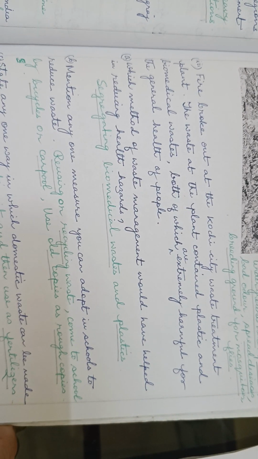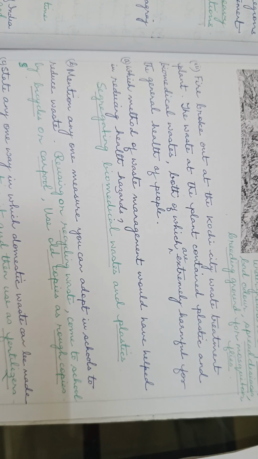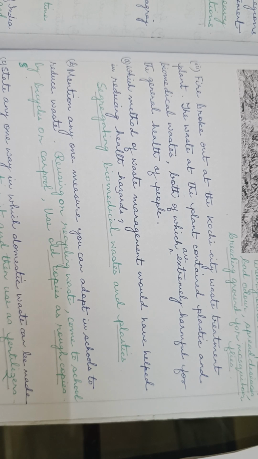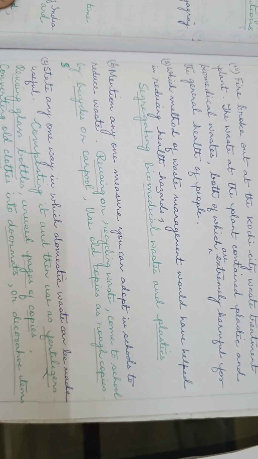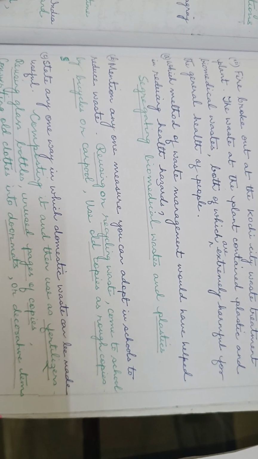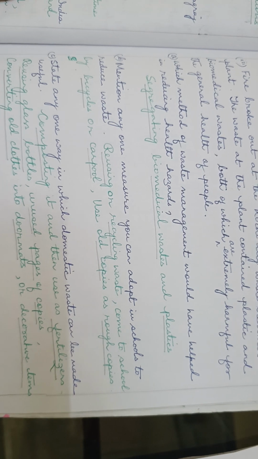Roman number 3. Now, the fire that broke out in the waste treatment plant which contained biomedical wastes and plastics, and definitely it's not good for general health. So, question number A, what would have helped to reduce health hazards? The answer is segregating biomedical waste and plastics. Question number B is, what can you do as a student to reduce waste in school? Reusing or recycling waste, come to school by bicycles or carpool, use old copies as rough copies.